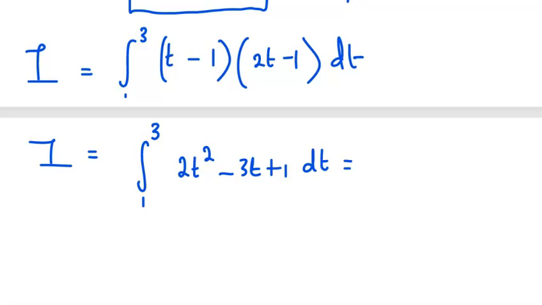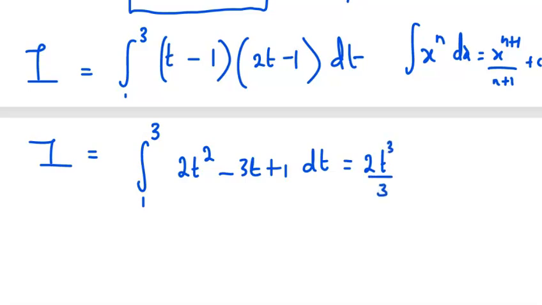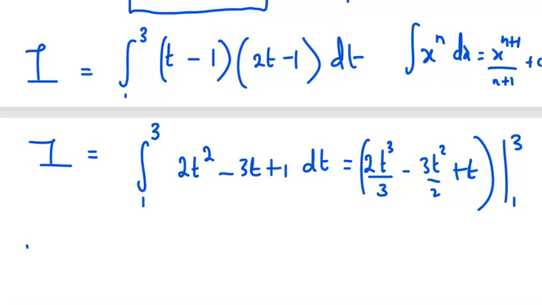which is equal to, using the power rule, the integral of x raised to the power of n dx is equal to x raised to the power of n plus 1 divided by n plus 1, right? So this is going to be equal to 2 multiplied by t cubed divided by 3, minus 3 multiplied by t squared divided by 2, and plus t, with our limit running from 1 to 3.